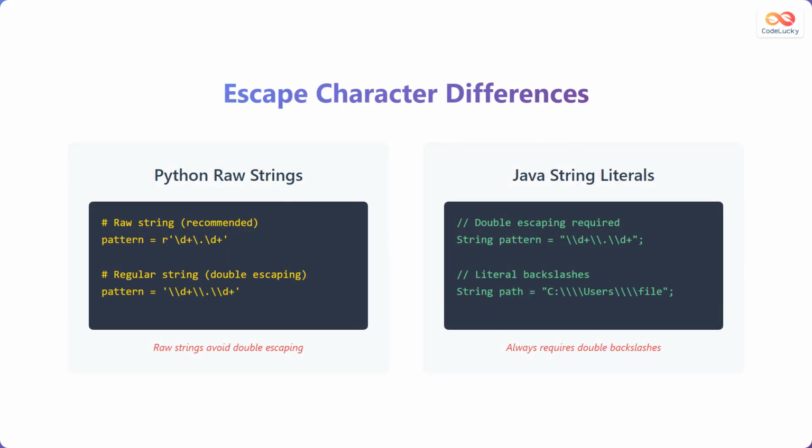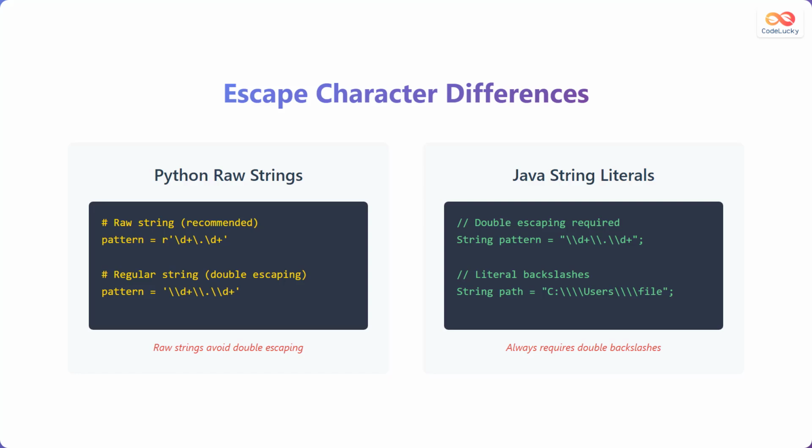Escape characters are used to give special meaning to characters within a regular expression. However, how these escape characters are handled can vary between languages. On the left, in Python, we can use raw strings to avoid double escaping. A raw string is denoted by the r prefix before the string literal. This is the recommended approach, as it simplifies the pattern and reduces the risk of errors. Without raw strings, you would need to double escape backslashes.